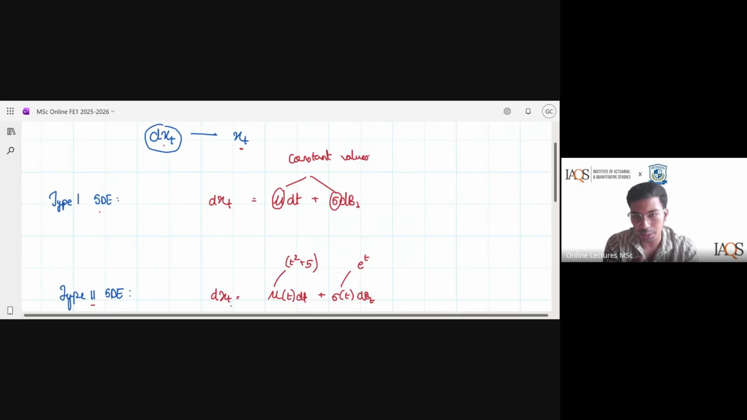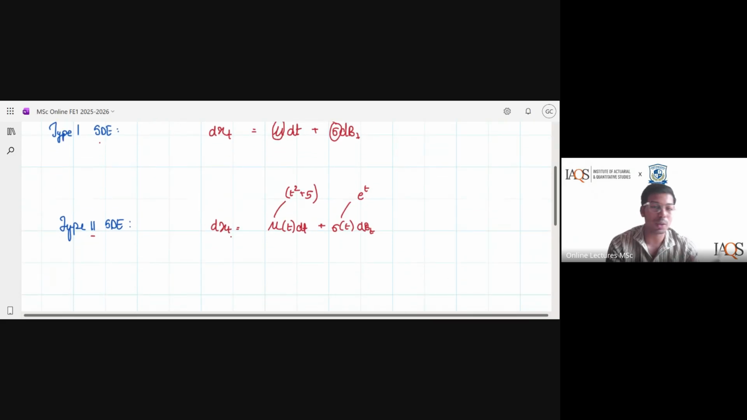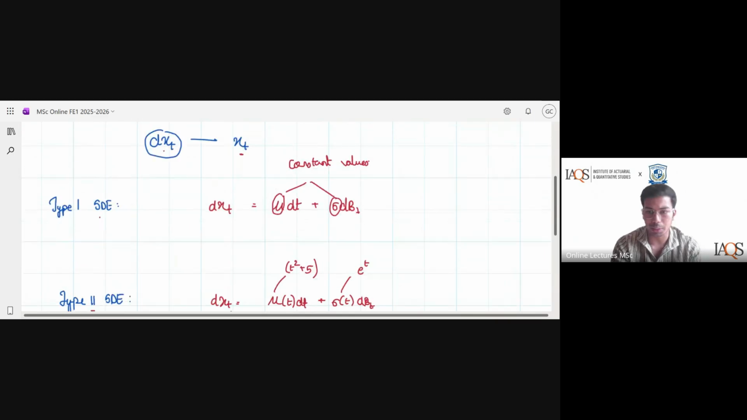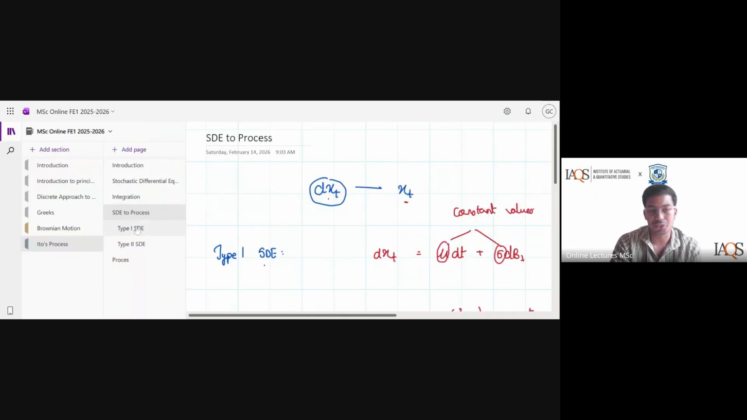Now, this can have three types of SDEs. Type 1 SDE: any particular Brownian motion can be written as dXt is equal to mu dt plus sigma dBt. Type 1 SDE is where your mu and sigma, the drift and diffusion parameters, are constant values. Type 2 SDE is where drift and diffusion are functions of time, dependent on time. Type 3 SDE, on the other hand, is where your drift and diffusion are a function of the process itself that you are simulating. It may have time, may not have time, but it is definitely going to have the process that you are simulating. These are the three types of SDE that we saw. We solved for the type 1 SDE, type 2 SDE.